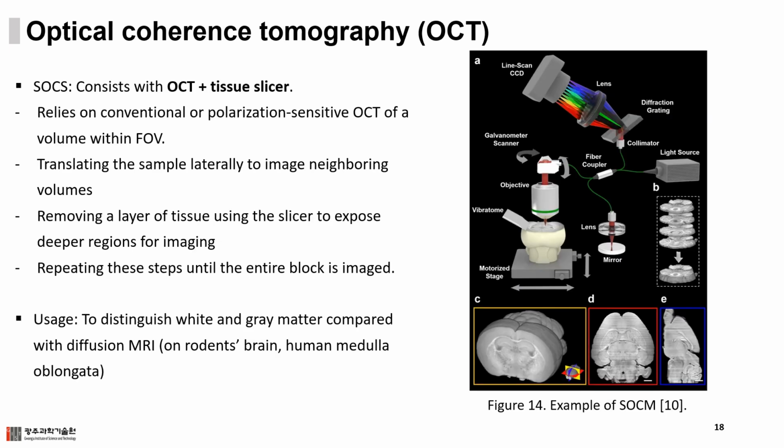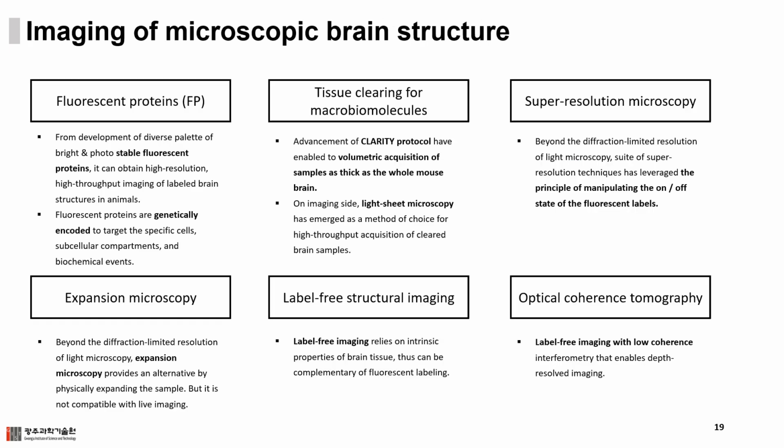S-OCT with OCT and tissue slicer is the new tool for fundamental research into anatomical and connectional architecture of the brain. It relies on conventional or polarization-sensitive OCT of a volume within the field of view, translating the sample laterally to image neighboring volumes, and removing a layer of tissue using the slicer to expose different regions for imaging. Then, repeat these steps until the entire block is imaged. This technique is used to distinguish white and gray matter compared with diffusion MRI.